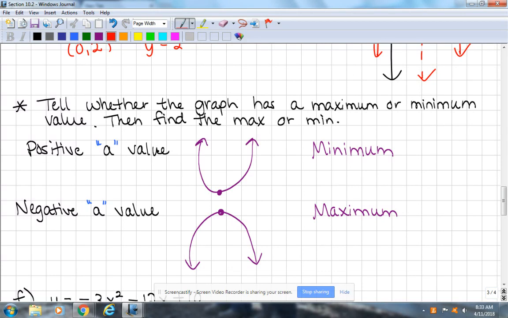All right, so what's going to happen is we should be able to tell if the vertex will be a maximum or a minimum just by looking at the equation, right? Obviously, we can tell it by looking at the graph, but we should be able to tell it just by looking at the equation. So it wants us to find the maximum or the minimum value. If something asks you to find the maximum or the minimum value, that is the y value of the vertex. So if somebody says, what is the minimum value? That's the y value of the vertex. Okay?